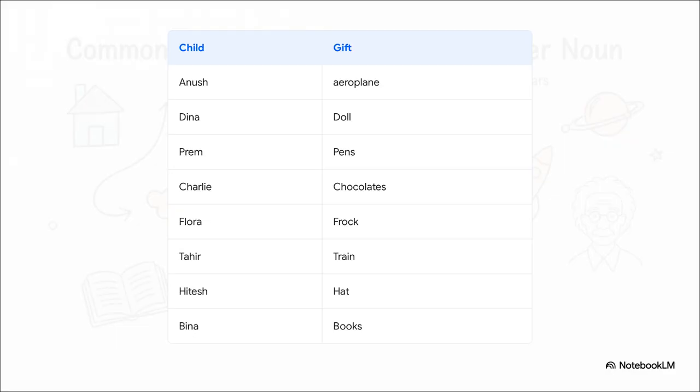Boom! Here are the satisfying solutions to the logic puzzle. Look at how perfectly these letters match up across the board. Capital A, Anush, gets the lowercase a, aeroplane. Capital D, Dina, gets a doll. Prem gets pens, Charlie gets chocolates, Flora gets a frock, Tahir gets a train, Hitesh gets a hat, and Bina gets books. It is incredibly satisfying to see the proper and common nouns line up side by side like this, isn't it?